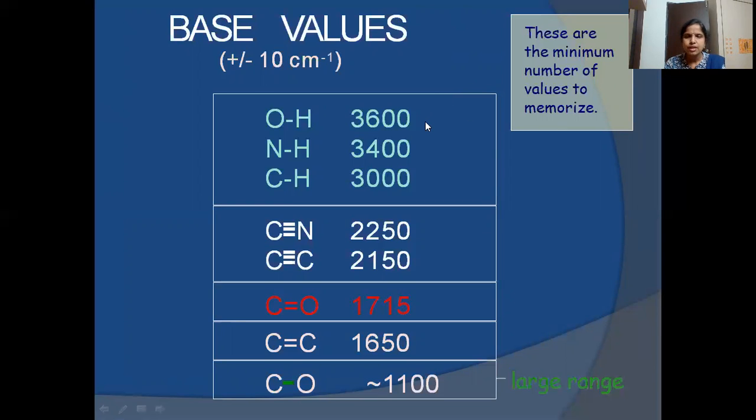So first highest is for OH, because we have hydrogen bondings there. So 3600, then comes NH 3400, CH 3000. Same thing, C triple bond N, C triple bond C around this 2200 mark, you remember like that. Then C double bond O will be 1715 or almost near to 1750. C double bond C is 1600s. C single bond O is around 1100. There may be at least 100 difference, but as we practice the values again and again, we can easily memorize them.